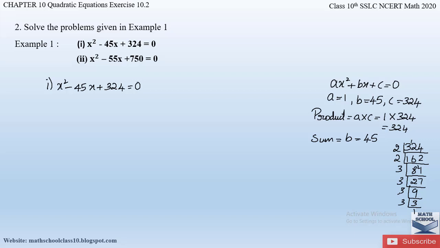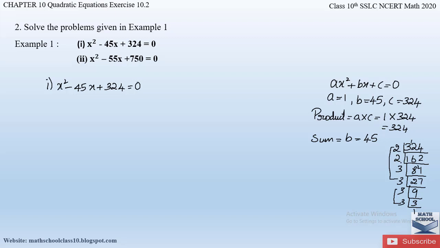So we have to group them in such a way that we get two factors and the sum should be 45. Let us group them in this manner. You can try with different groups and find out whether we are getting a sum of 45. So I am taking this group.